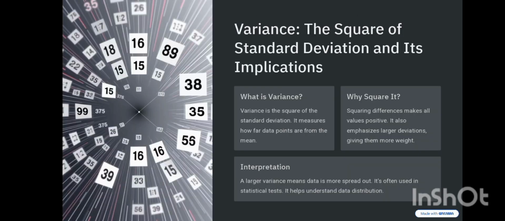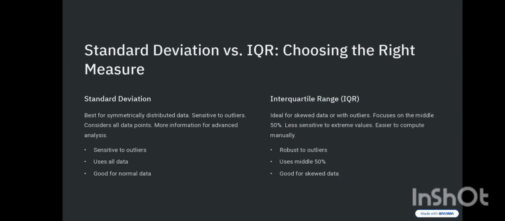Variance, the square of standard deviation and its implications. What is variance? Variance is the square of the standard deviation. It measures how far data points are from the mean. Why square it? Squaring differences makes all values positive. It also emphasizes larger deviations, giving them more weight. Interpretation: a larger variance means data is more spread out. It is often used in statistical tests. It helps understand data distribution.